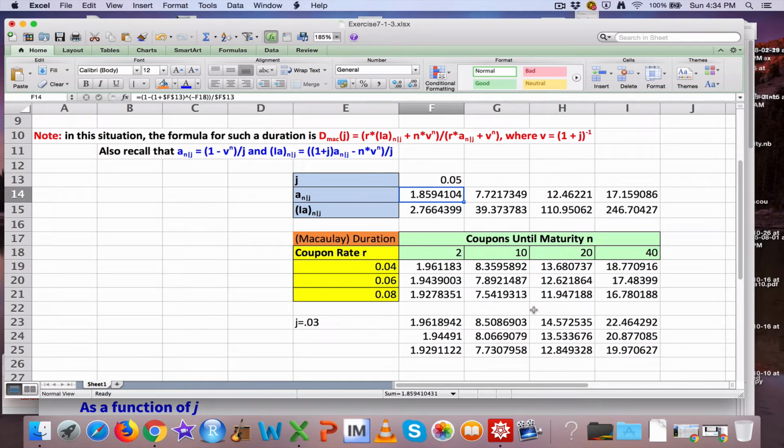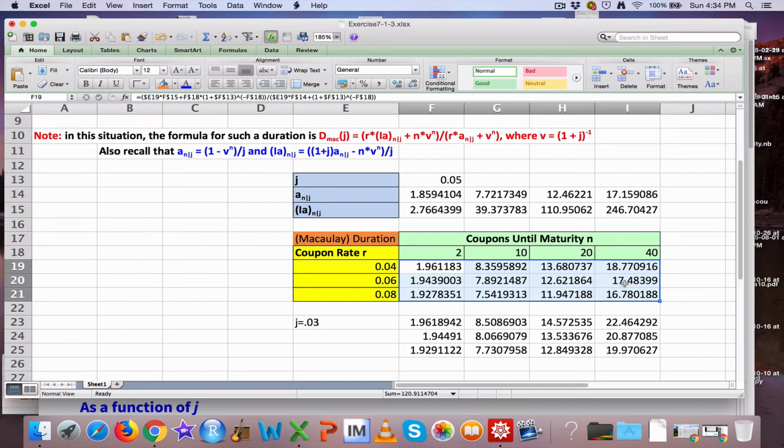Yep, and numbers went down. You compare these numbers to these. These are smaller, okay? And again, the effect is more pronounced when n is large. It's not a very pronounced effect when n is small, like 2. But definitely when n is 40, you can see the durations are a good chunk smaller.